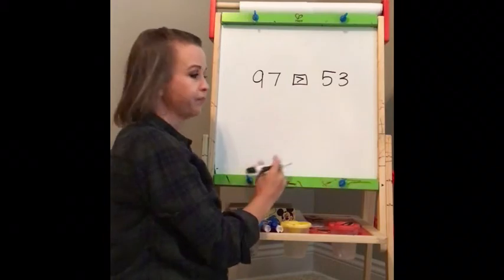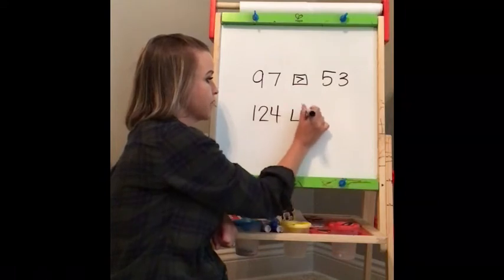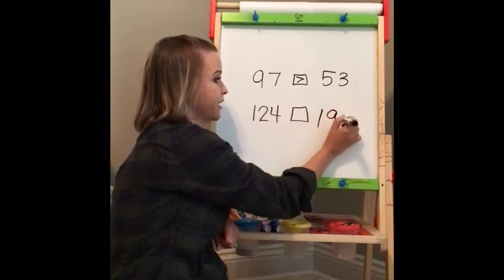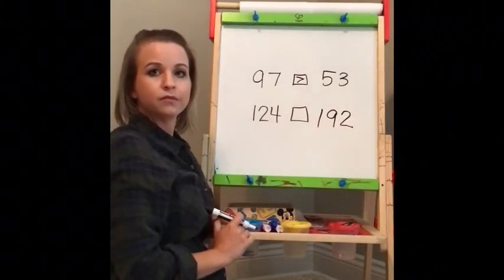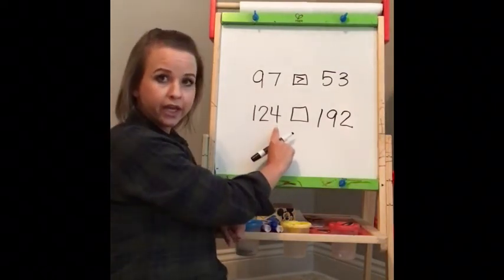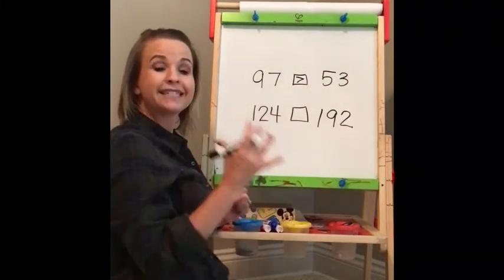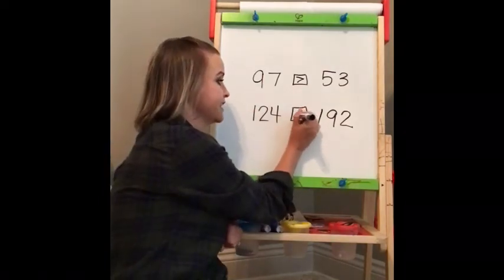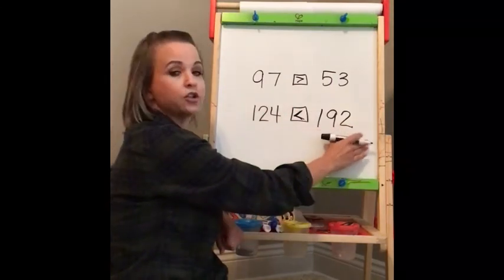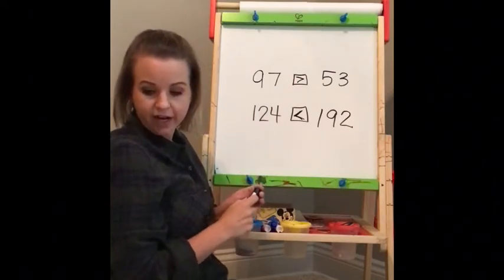Write out this number, 124. I want to know if it's greater than or less than 192. So now tell me, is 124 greater than or is it less than 192? It's less than. So you want the tail facing 124 this time and the open mouth open towards 192 because that means greater than, okay? All right, I think y'all would do perfectly fine with that.